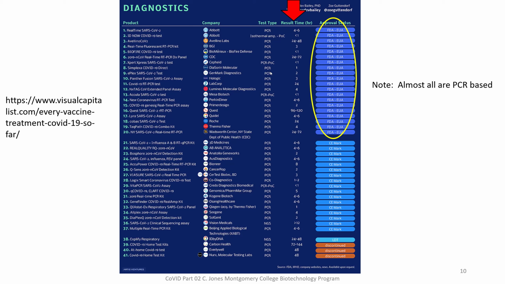Certainly a number of them in less than a day, 4 to 6 hours. Okay. One thing that's beginning to appear, hasn't been successful yet, are home test kits. Notice all of these were discontinued because they didn't work. But rest assured that people are working on home test COVID kits.